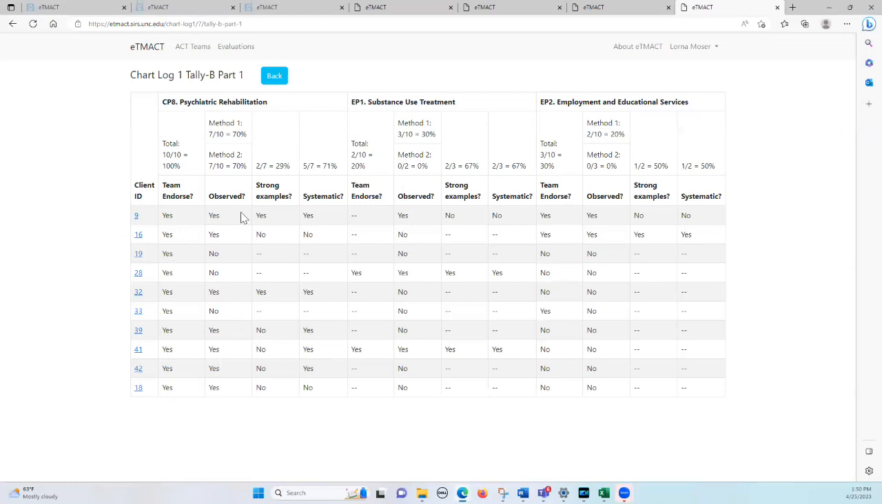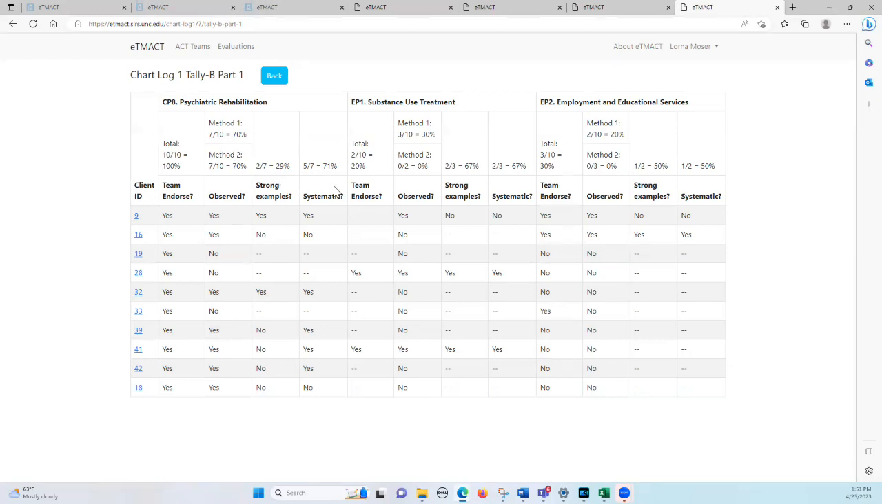The next question is, did we evaluators observe any psychiatric rehabilitation services in the charts? So yeses just simply meant yes, could have been a weak or a strong, but yes, we did. So here we have 7 yeses, 7 out of 10. Then the next question is, of those that we saw, of the 7, how many were strong examples? At this point, only 2 of the 7 were strong, 29%.